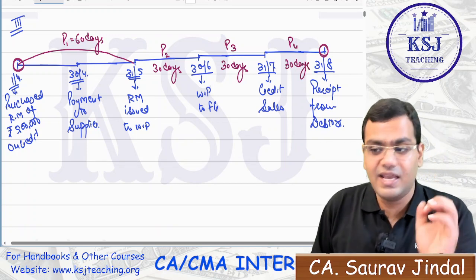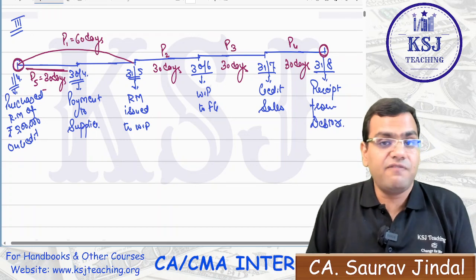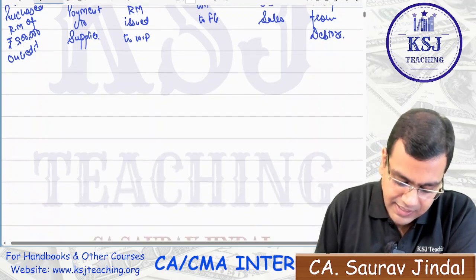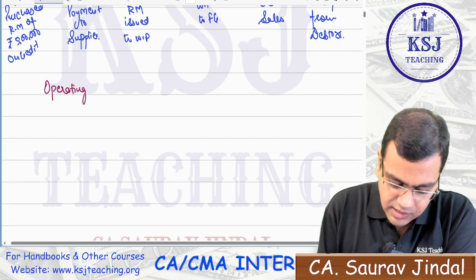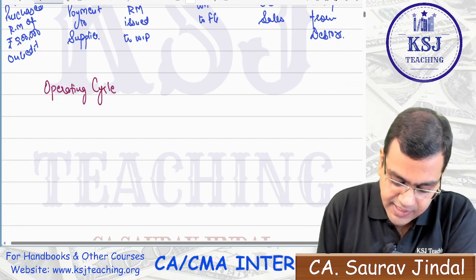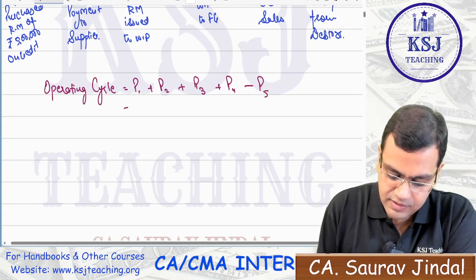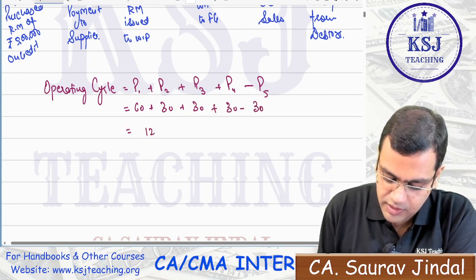But here we have another scenario, sir. The other scenario is P5, that is 30 days. What does this P5 represent? P5 represents the period of the credit allowed by the supplier. Now, what is your operating cycle in this case? How will you identify your operating cycle? Your operating cycle is P1 plus P2 plus P3 plus P4 minus P5. 60 plus 30 plus 30 plus 30 minus 30, right? So that comes to 120 only.